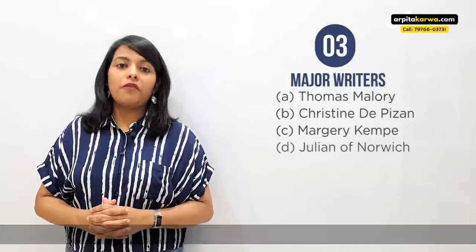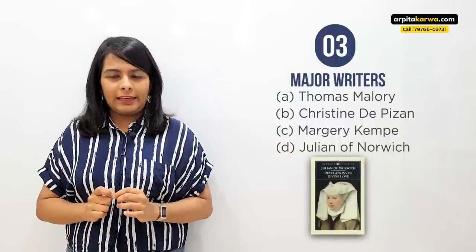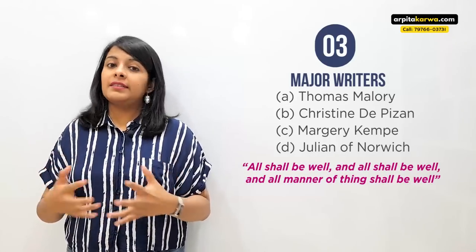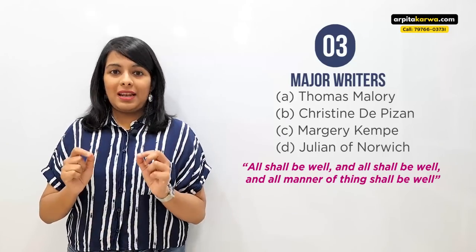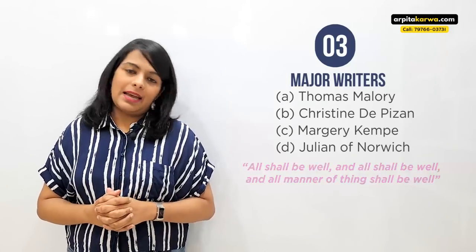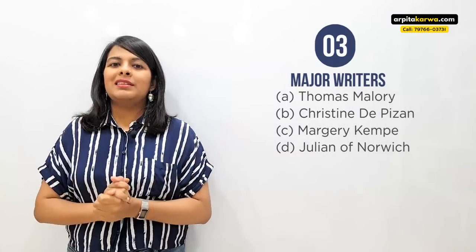And last but not the least, we have Julian of Norwich. She was a woman who dedicated her life to God, and she wrote a beautiful book called Sixteen Revelations of Divine Love. And in this book, there's a beautiful line. The line says, all shall be well, and all shall be well, and all manner of things shall be well. And this was a line which was later in the 20th century used by the great writer T.S. Eliot. So this was about the Age of Revival and all the major works written in this period.